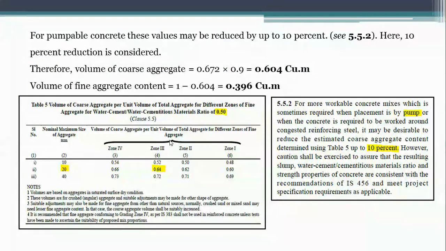Now the volume of coarse aggregate is 0.672, obtained from the previous data. 0.672 into 10% reduction. 10% reduction means another 90% is remaining. So 0.672 into 0.9, you will get 0.604 cubic meter. And volume of fine aggregate is 1 minus volume of coarse aggregate, that is 1 minus 0.604, you will get 0.396 cubic meter. I hope you understood this step.